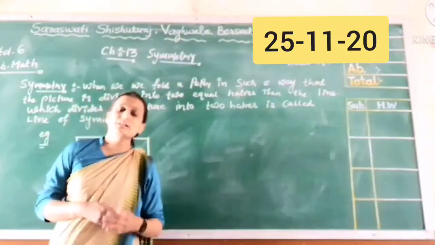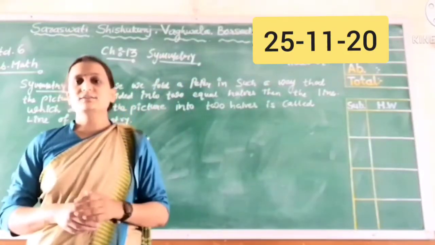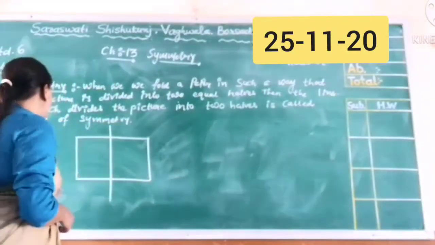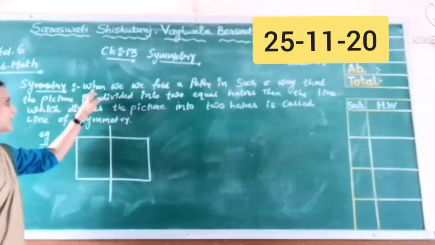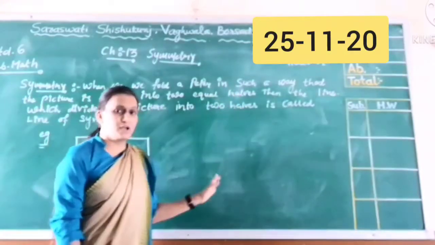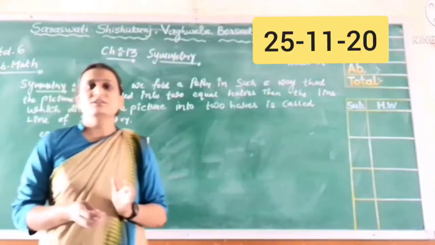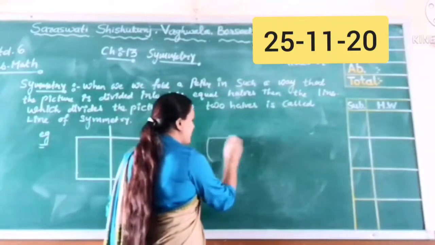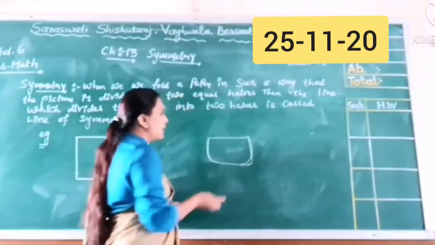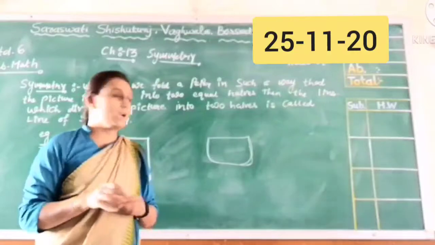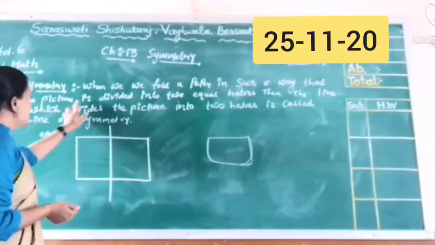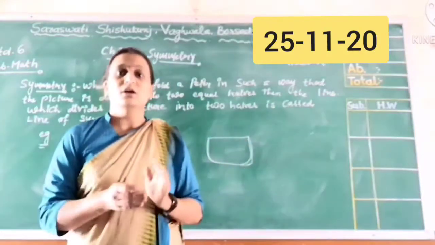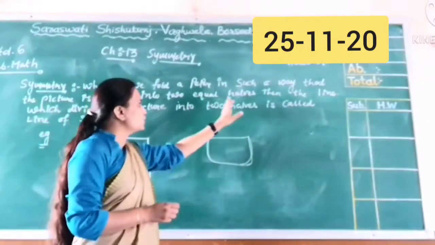Okay. So generally what is the meaning of symmetry? So let us understand symmetry with the help of a basic definition. The definition of symmetry is when we fold a paper in such a way. See, we are going to understand symmetry by an activity. Suppose you have a piece of paper, and you cut the piece of paper in any shape, then the picture is divided into two equal halves. Whatever shape you have taken, the picture is divided into two equal halves.